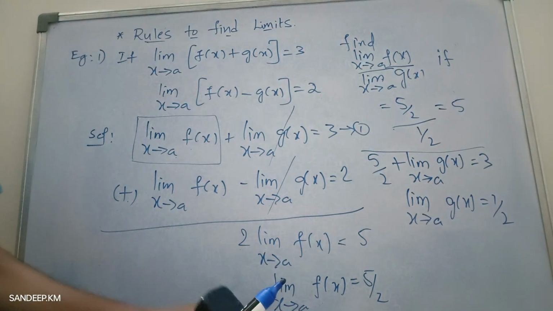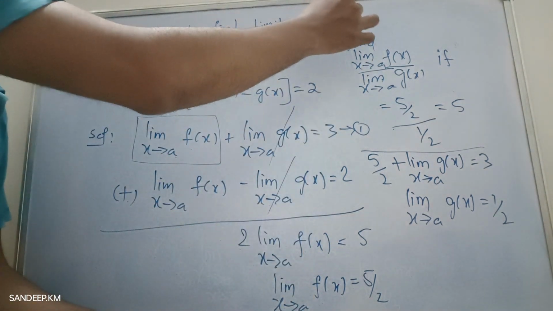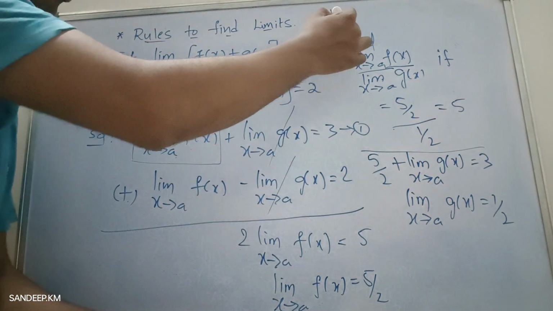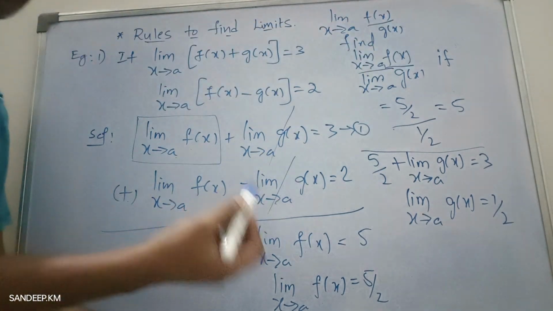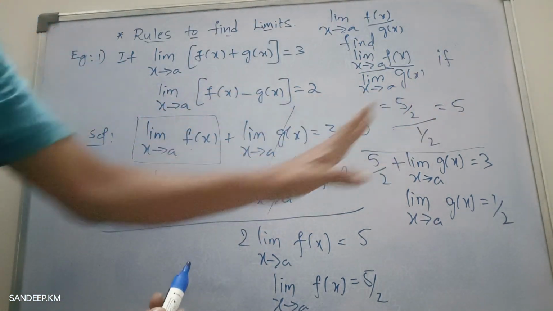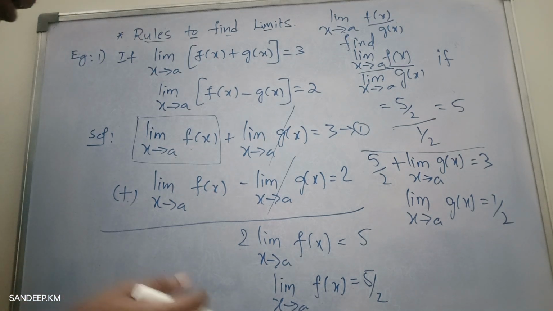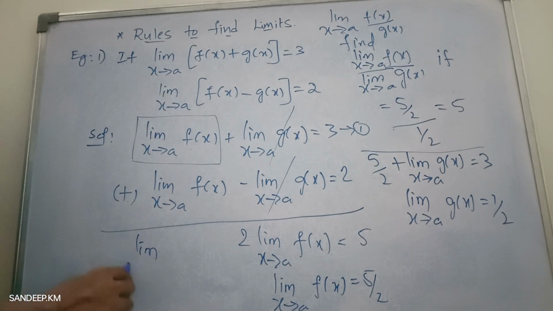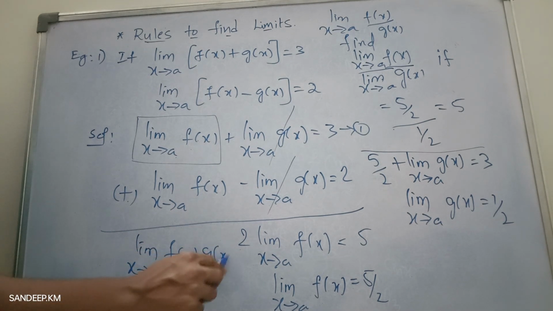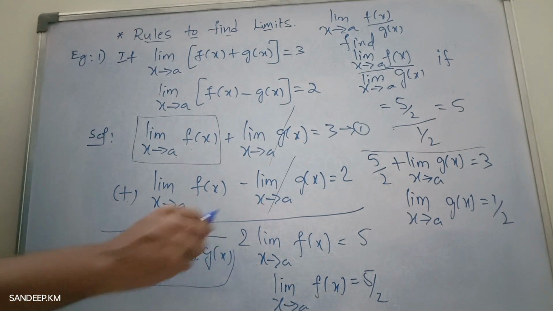So they told us to find what? Limit x approaches a f of x by g of x. They told us to find this if it exists, and the answer is how much? 5. Okay now. Similarly, why don't you try this? For the same question, can you try to find the value of limit x approaches a f of x into g of x? You can try this question.